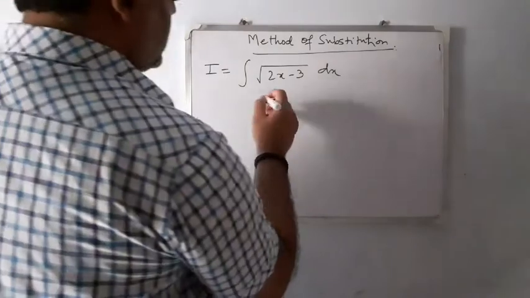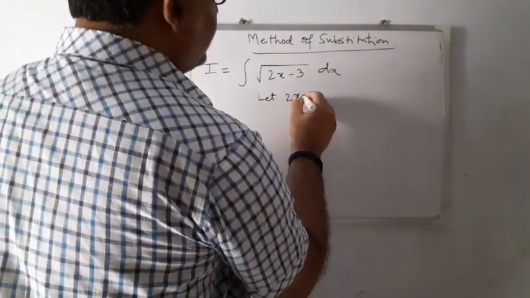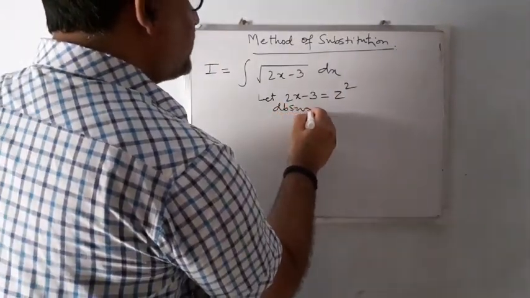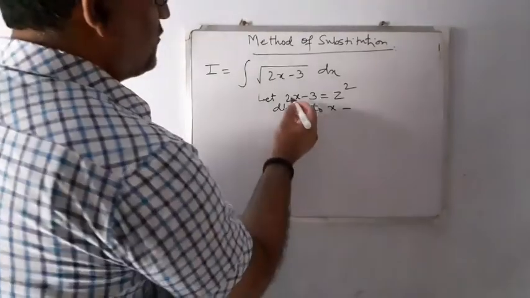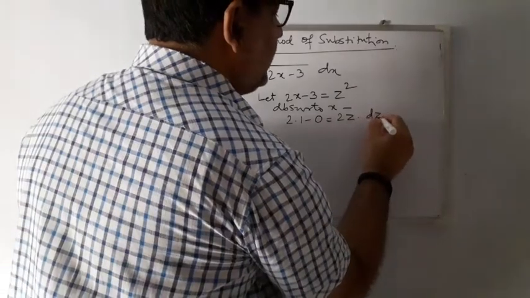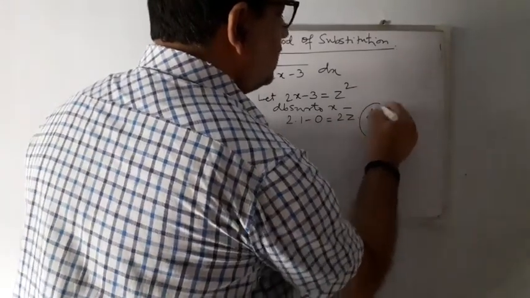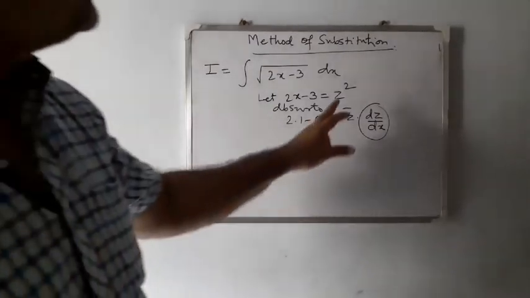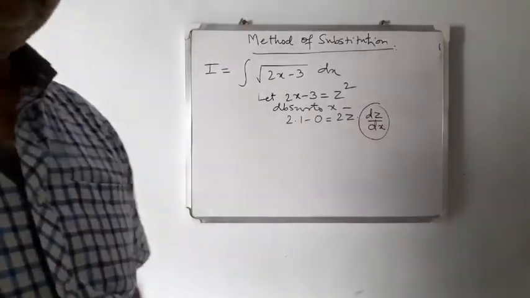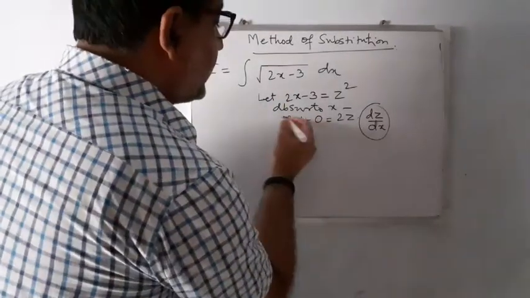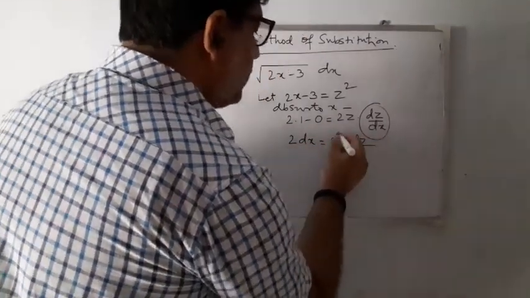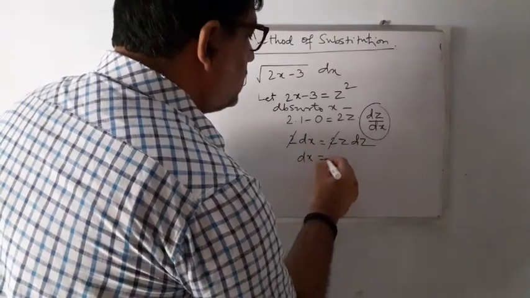So what happens? You see here, let 2x - 3 = z square. Now differentiate both sides with respect to x. What happens? 2 into 1 minus 0 is equal to 2z into dz/dx. Boys, I think you know this one; this is as per the chain rule, the differentiation of z square with respect to x, which is 2z into dz/dx. Now further, 2 dx = 2z dz, and the 2 and 2 cancel out, so dx = z dz.